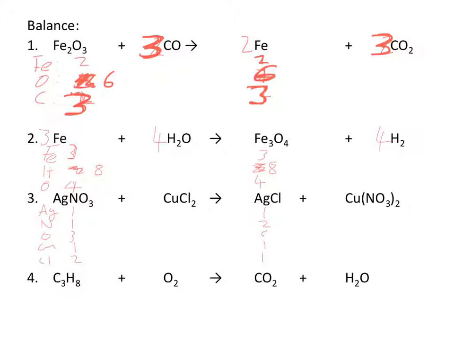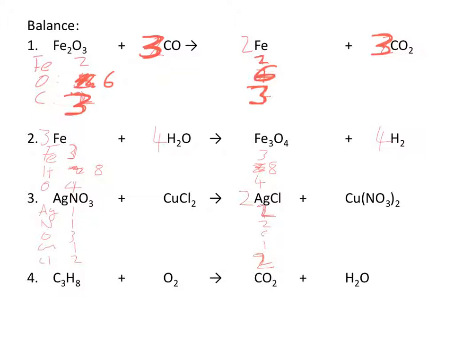Good. Right, now this might appear quite tricky, but coppers seem to be sorted. Okay, but chlorines aren't. Why don't we try and sort the chlorines out to start with? So I'm going to put a 2 here in front of AgCl. What that does is double the number of silver we've got, and it doubles the number of chlorines we've got.